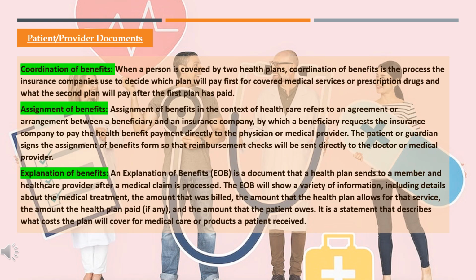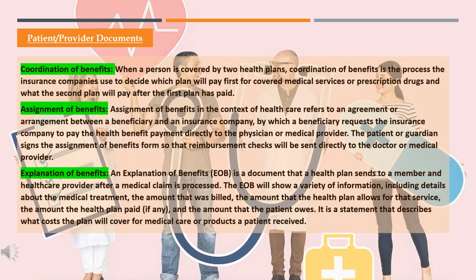First, coordination of benefits. When a person is covered by two health plans, coordination of benefits is the process the insurance companies use to decide which plan will pay first for covered medical services or prescription drugs and what the second plan will pay after the first plan has paid.